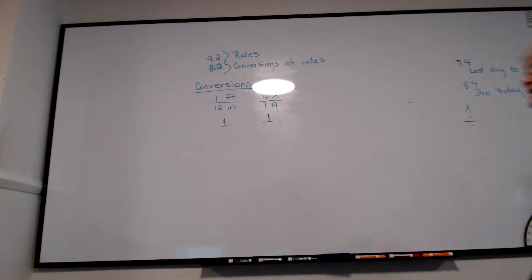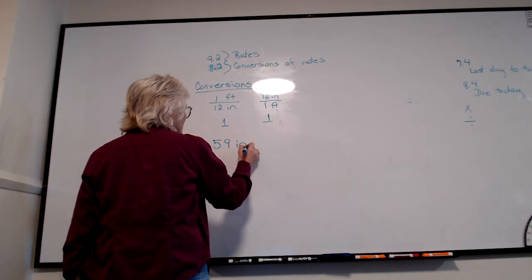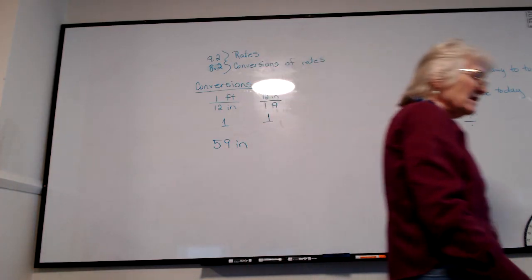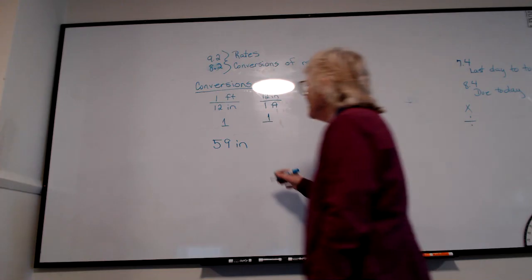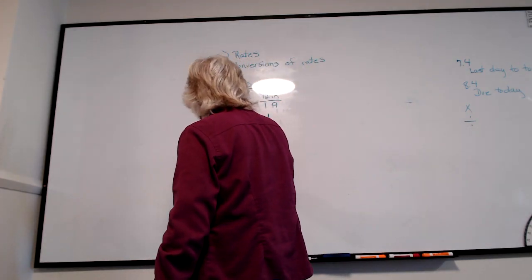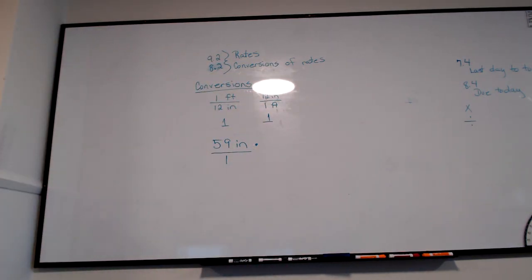So let's say I have 59 inches, and I want to know how many feet I have. I want you to stop for a minute. I want to show you a method that's different. This is easy for you right now because it's inches and feet. When I give you other things, I want you to be able to know how to use which fraction. What we want to do is think of this as multiplying. This is over 1. It's 59 inches over 1. That doesn't change it if I put that 1 on it.